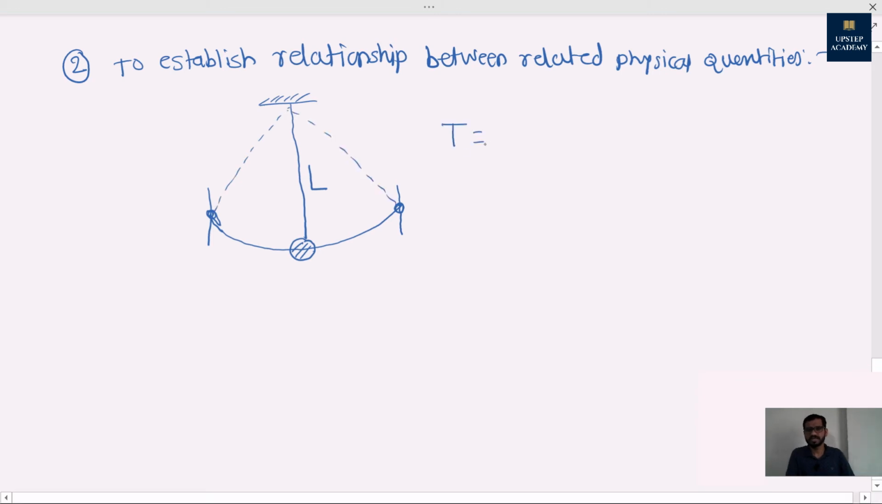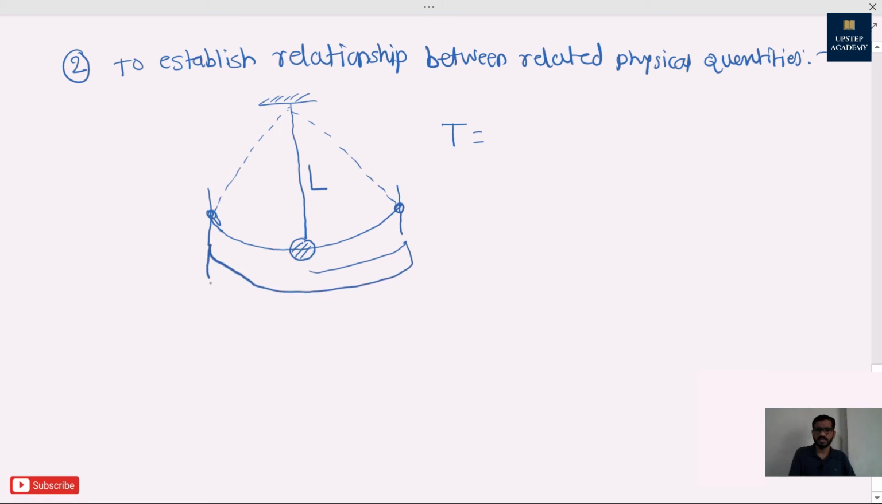You know what a time period is. The time period of a simple pendulum is nothing but the time required for the bob to go to the extreme right, then again to its original position, then again to the extreme left, and then again to its original position. So this is one complete oscillation, and the time required for it is the time period. So this time period is dependent on which things? Dependent on the length of the pendulum and g.